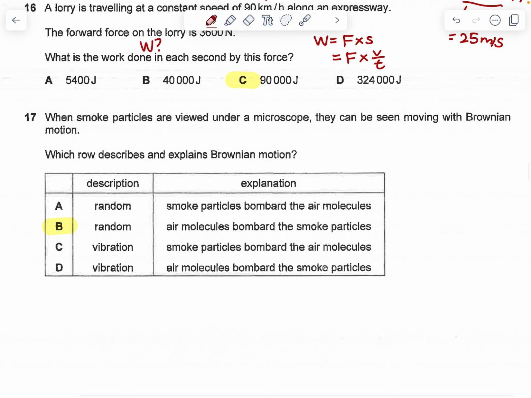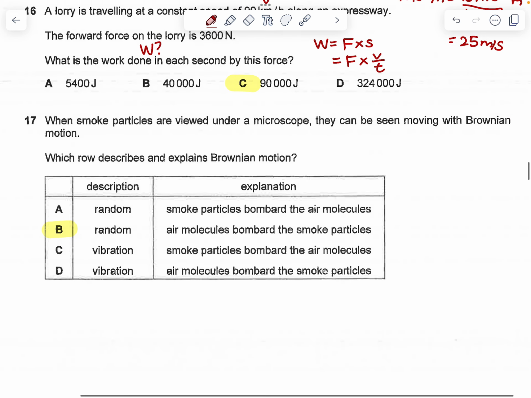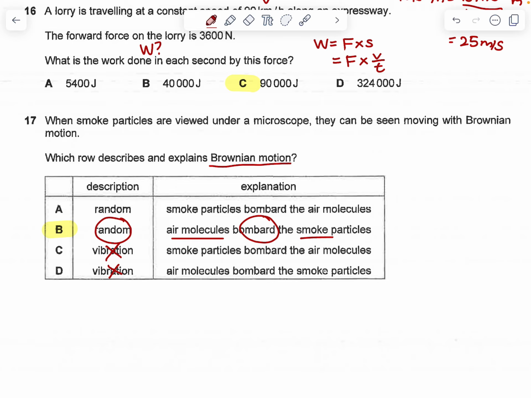Question 17. Smoke particles are viewed under a microscope. They are moving with Brownian motion. So which rule explains Brownian motion? So Brownian motion is not a vibration. It's a random motion. And the air molecules are the ones that are bombarding the smoke particles.